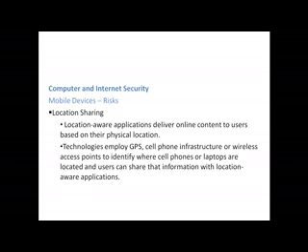Location sharing. A location-aware application delivers online content to users based on their physical location. Technologies employ GPS, cell phone infrastructure, or wireless access points to identify where cell phones or laptops are located, and users can share the information with location-aware applications. So we should be very careful with location-aware applications. We should not entertain sharing our location or turning on our GPS in our mobile devices.